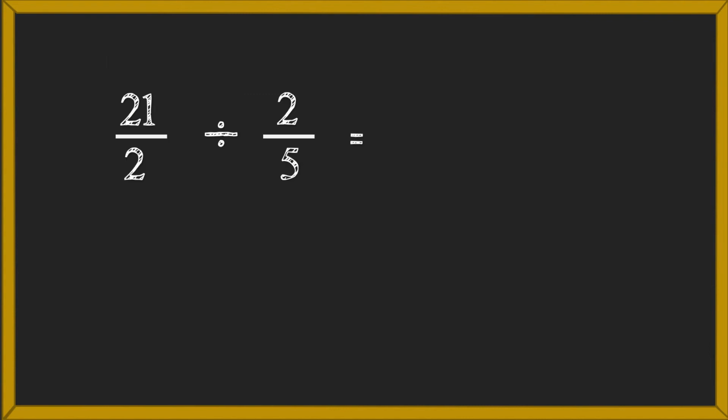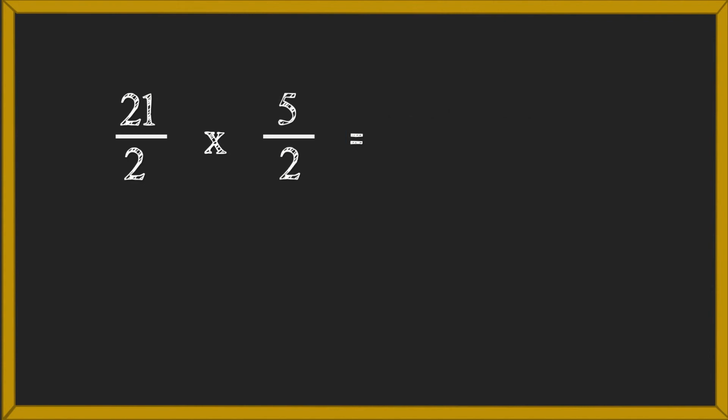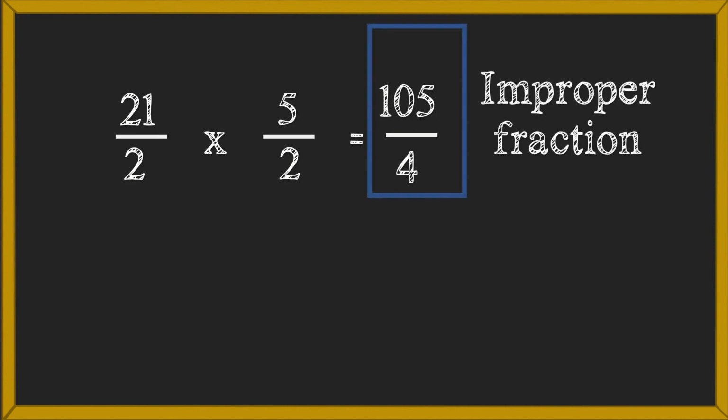We will now proceed to step 1. Get the reciprocal of the divisor. Drop the division sign and put up the multiplication sign. Multiply both the numerators and both the denominators. 21 times 5. That is equal to 105. 2 times 2 is equal to 4. Again, the answer is an improper fraction. We need to simplify this by dividing the numerator by its denominator.